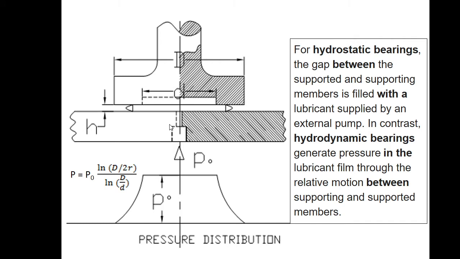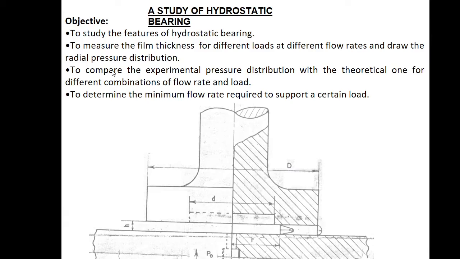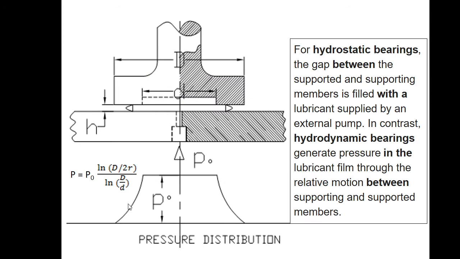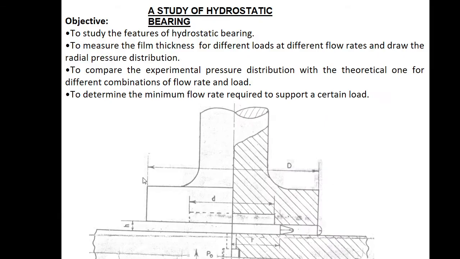We have some mechanism to change the flow through this passage. This is what we will do to compare the experimental pressure distribution with the theoretical. That means this is the theoretical pressure distribution, and I will get the actual pressure distribution also. And to determine the minimum flow rate required to support a certain load. What does it mean? Our purpose of hydrostatic bearing is to develop a fluid film.